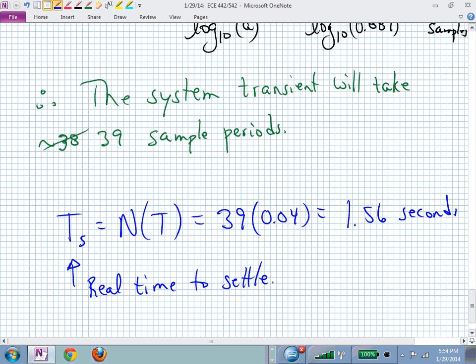Are there questions on how to compute the settling time, the 1% settling time, for a first order system? Is that clear? And now you know how to compute the actual time to settle in seconds.